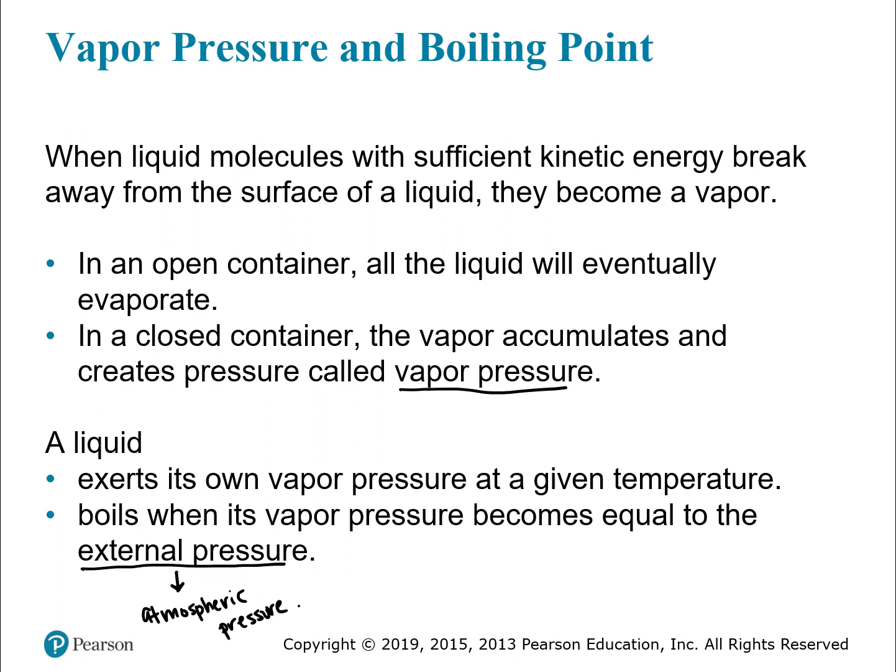At sea level, which is probably what you're at if you're here in North Carolina, our atmospheric pressure is 1 atmosphere. So when you're putting on that pot of water because you want to make some tea or you're making some pasta or something like that, it's going to boil when the vapor pressure equals 1 atmosphere.